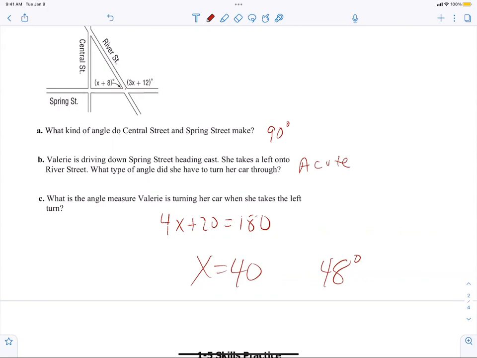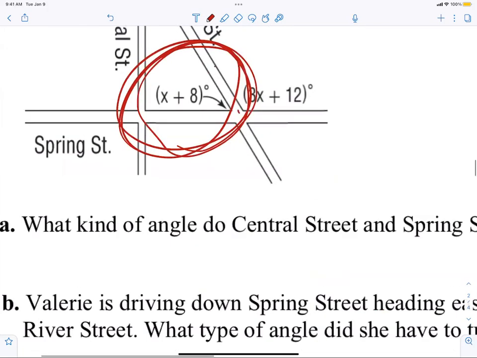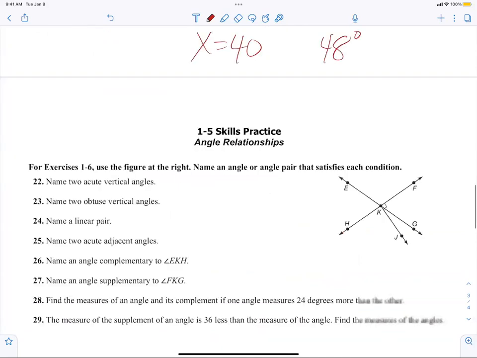Let's go. Well, we're looking at this angle right here, right? So what's x? 40. So you're having trouble with 40 plus 8? You with me now, right? All righty, here we go. Next lesson.